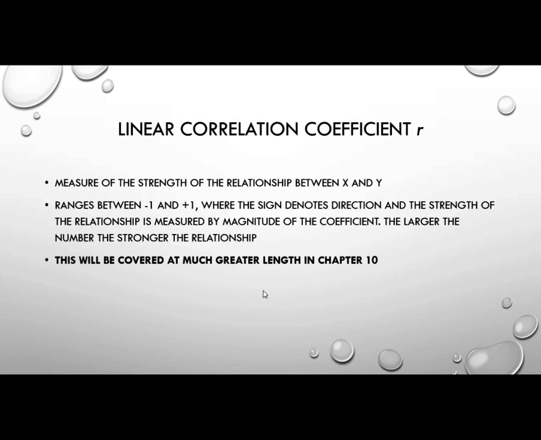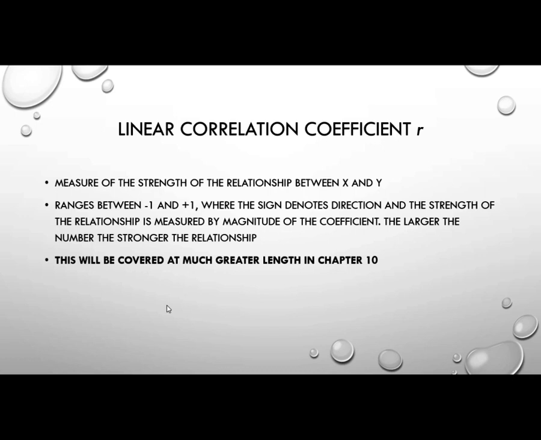Okay. So when we calculate a correlation coefficient, it's called R, Pearson's R. We'll talk more about this in chapter 10, but it's a measure of the strength of the relationship between x and y. It ranges between -1 and 1, where the sign denotes direction and strength of the relationship is measured by the magnitude of the coefficient. The larger the number, the stronger the relationship. The smaller the number, the lower the relationship. Okay? If it's positive, it's going up and to the right. If it's negative, it's going down and to the left.